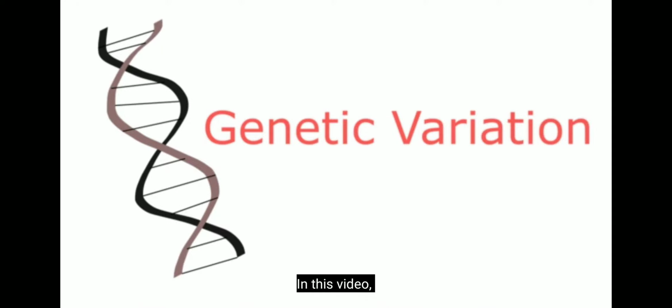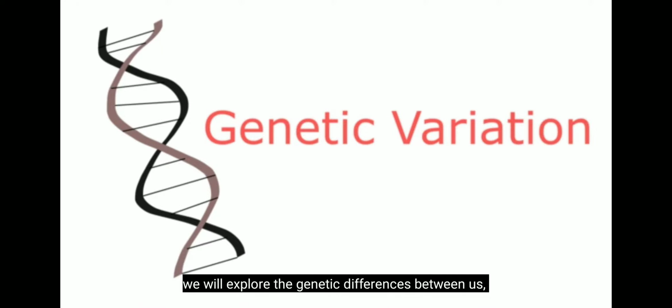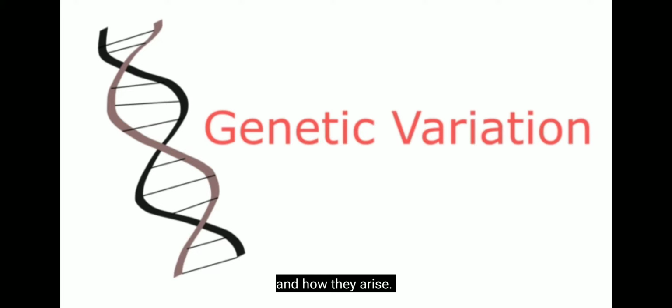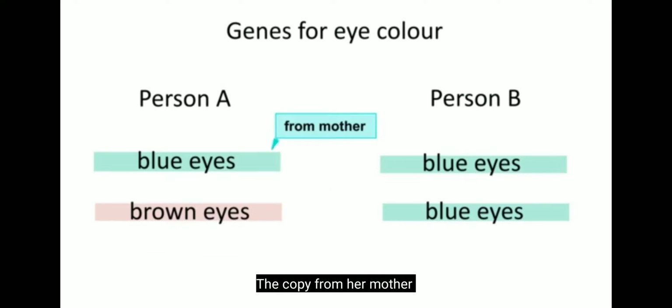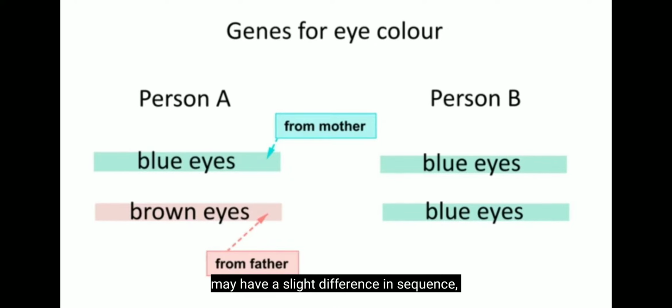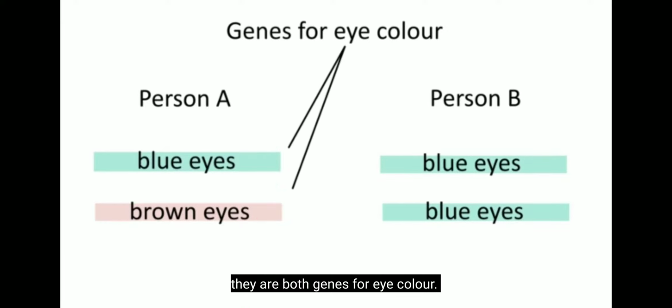In this video, we will explore the genetic differences between us and how they arise. Person A has 2 copies of the gene for eye color. The copy from her mother might code for blue eyes. The copy from her father might have a slight difference in sequence and code for brown eyes. Since both sequences code for the same protein that affects eye color, they are both genes for eye color.